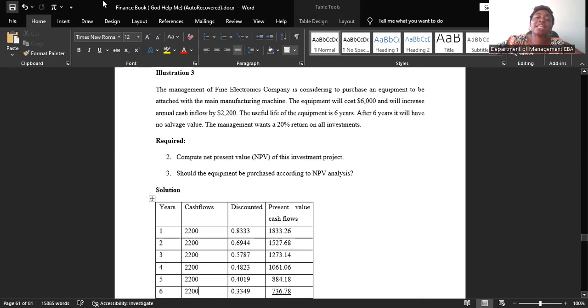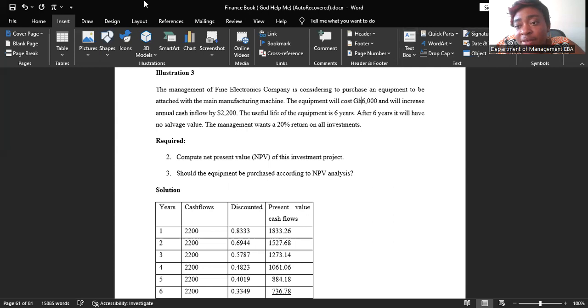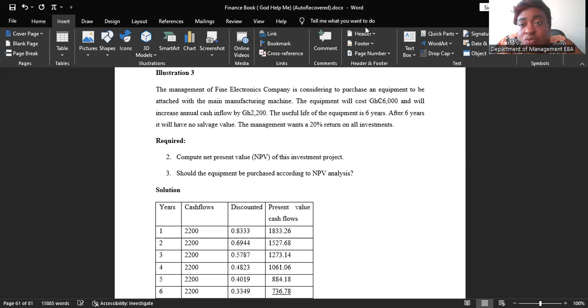Okay, so this is a question. The management of Fine Electronic Company is considering an equipment to be attached to the main manufacturing machine. The equipment will cost 6,000 Ghana cedis. We are in Ghana, so we deal with Ghana cedis. Okay, so let's continue.